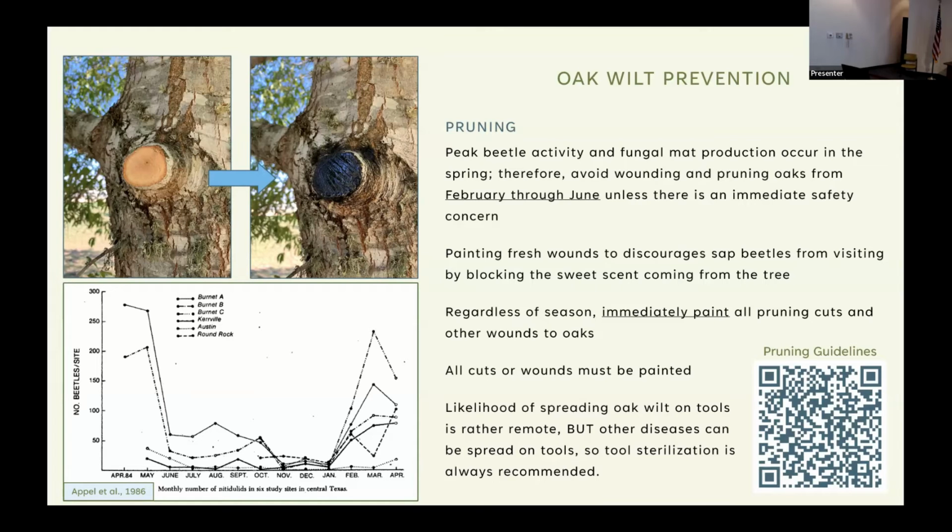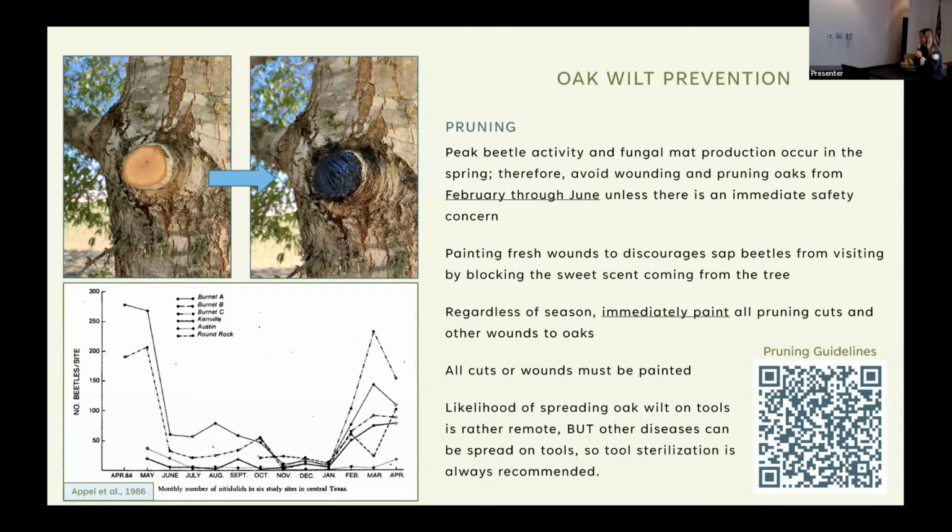But you can see they're still active year round. So year round, paint your oak tree wounds. It can be regular old spray paint. It doesn't have to be the tree seal product. If you have that, that's great too, but I use the cheapest spray paint at the hardware store. And immediately paint them. Because if you do a bunch of pruning and then say, okay, now I'm going to pick up my spray paint can, you're going to probably miss some and forget where you've been. It might be 30 minutes, an hour later, and those beetles can't get there that quickly.